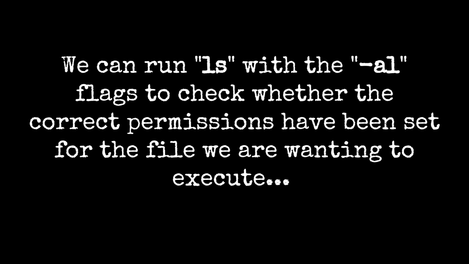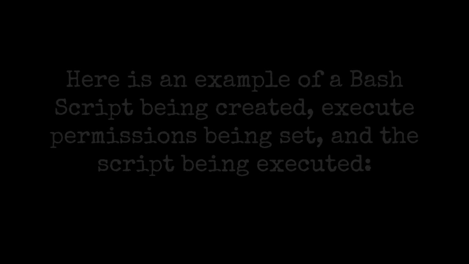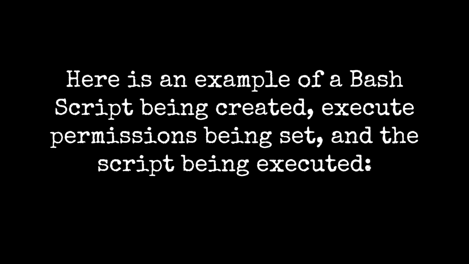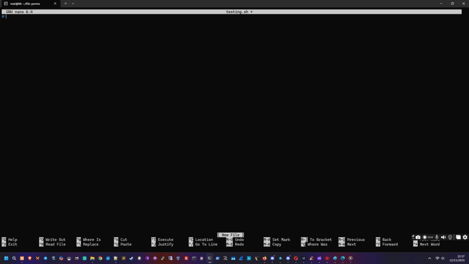We can use the change mode command to modify permissions for a file, and we can use the ls command with additional flags to check file permissions. In this image, we can see our R, W and X are set, meaning we can read, write, and execute the file. Let's create a script to demonstrate how we can set permissions in order to allow execution of that script. First, we will create our script, in this case, just something basic that will output some text when executed.